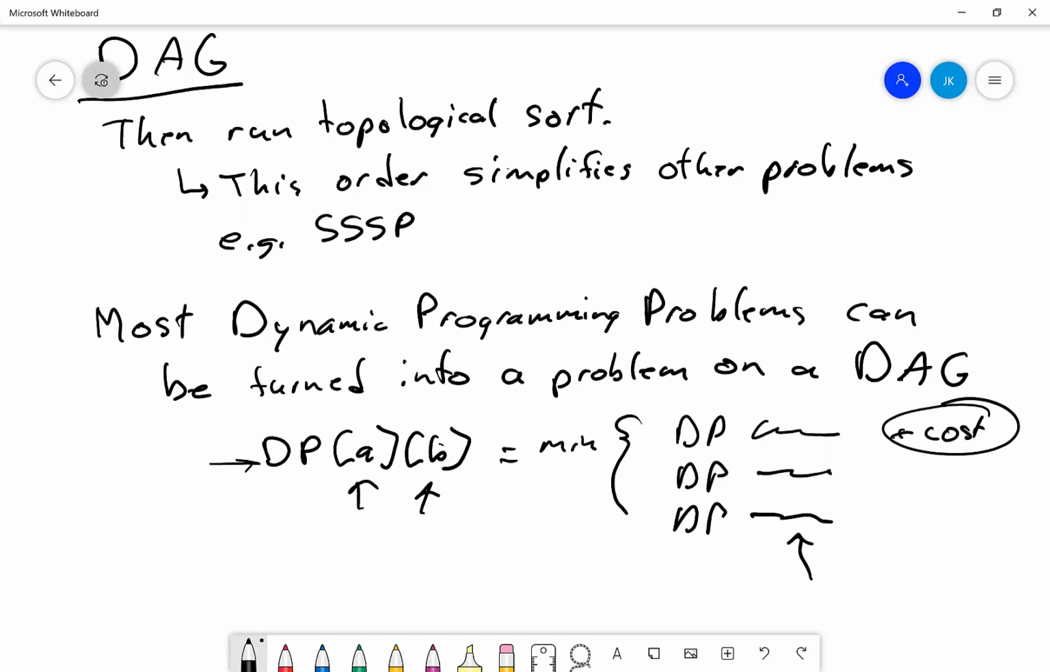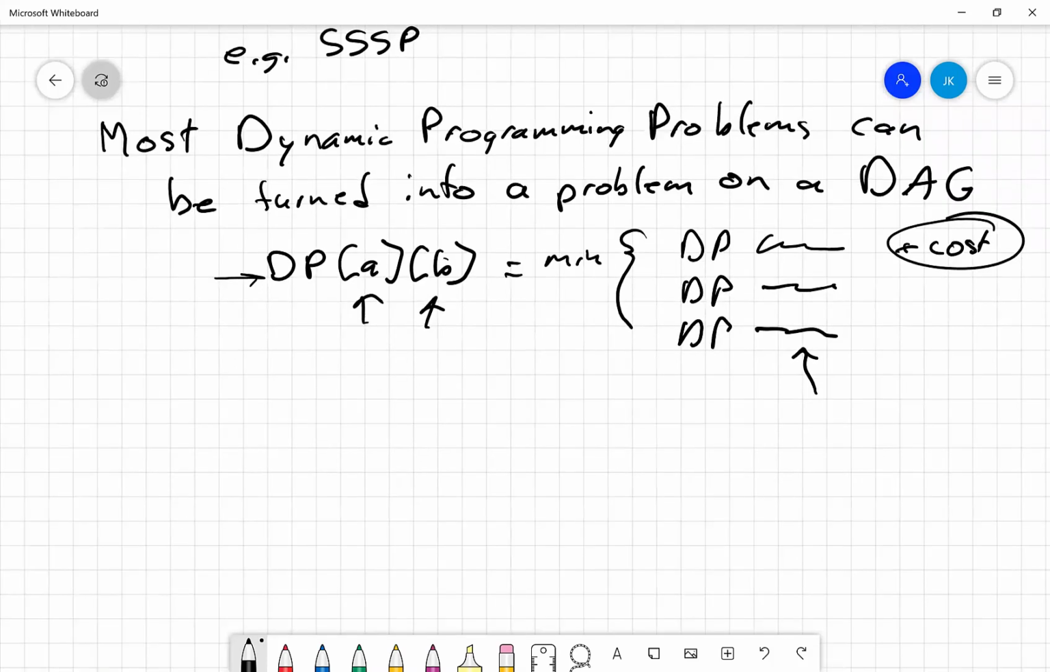Okay, in both cases, you still have states. Your states are your nodes, and the transitions between states are the edges. So I'm going to give one example of this. We could do the same thing with knapsack, but I'll show you the coin change.